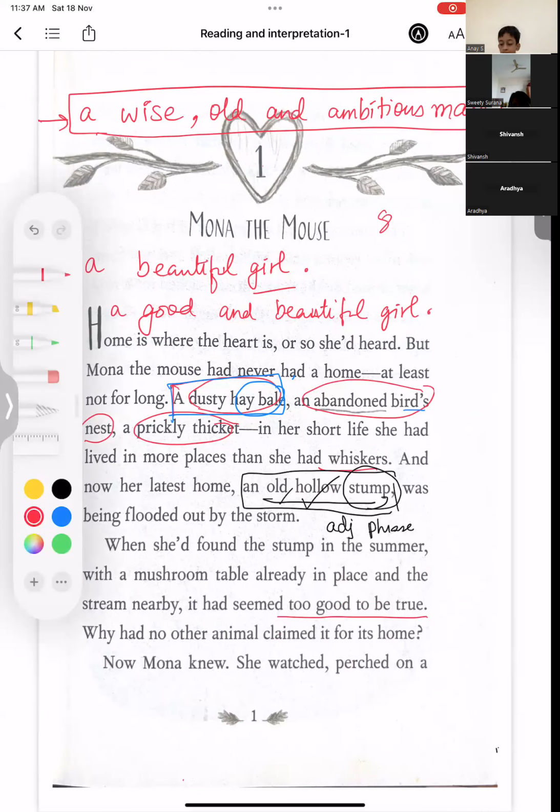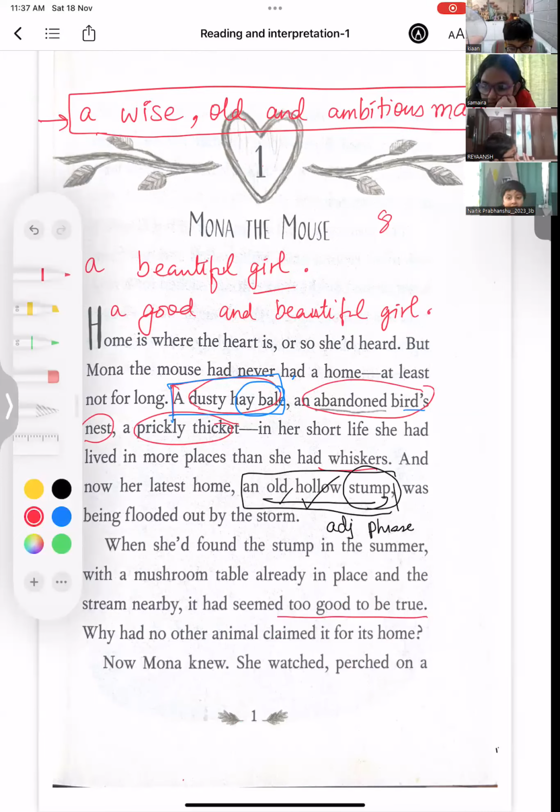And what cannot be real, children, if we dig deep in the paragraph here? Lastly, Mona has found a beautiful place to live, under the tree next to the stream. And it was so beautiful that it was too good to be true. She's got the best place for her. But then what happened during monsoon season? It was struck by a storm.